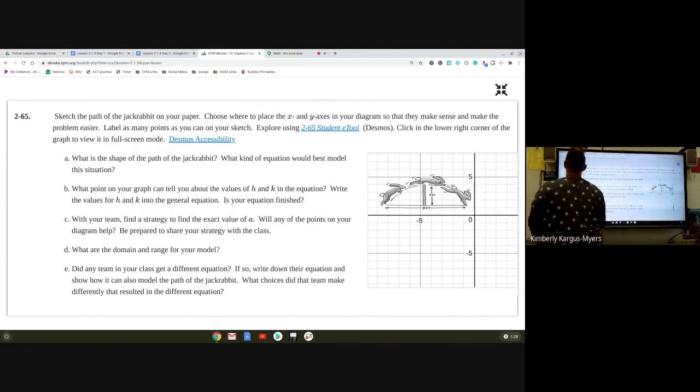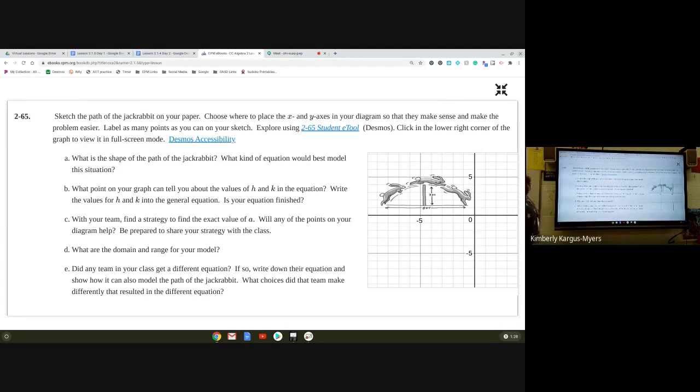For 65, we want to sketch the path of the jackrabbit on your paper. Choose where to place the X and Y axes in your diagram so they make sense and make the problem easier. Label as many points as you can on your sketch. We're going to explore this using the E tool in a second as well.